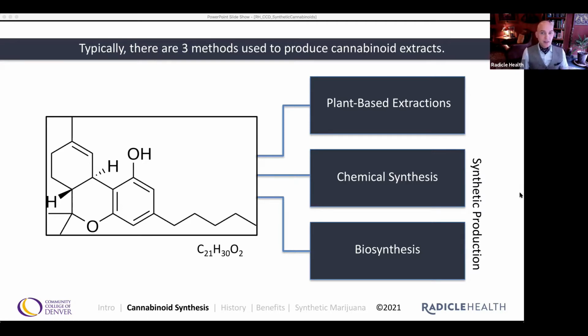And given that we're discussing synthetic cannabinoids today, we're not really going to talk much about plant-based extraction processes, except to provide some points of comparison. It's a fascinating area of cannabis science and production and product development, but that's another talk, maybe for another day. Today, we're going to really focus on synthetic production of cannabinoids.